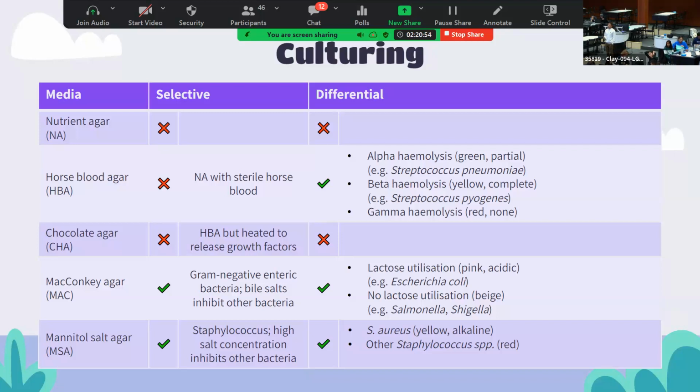And then you've got something differential, so it will show you a change depending on the bacteria. For example, depending on the hemolysis, like alpha, beta, gamma, horse blood agar will turn different colors. Others change depending on whether or not the bacteria uses lactose and breaks it down into lactic acid. You can use that with the MacConkey agar. And then mannitol salt agar, a differential one, is for Staphylococcus aureus. It actually turns yellow. That's why sometimes they call Staph aureus golden staph.